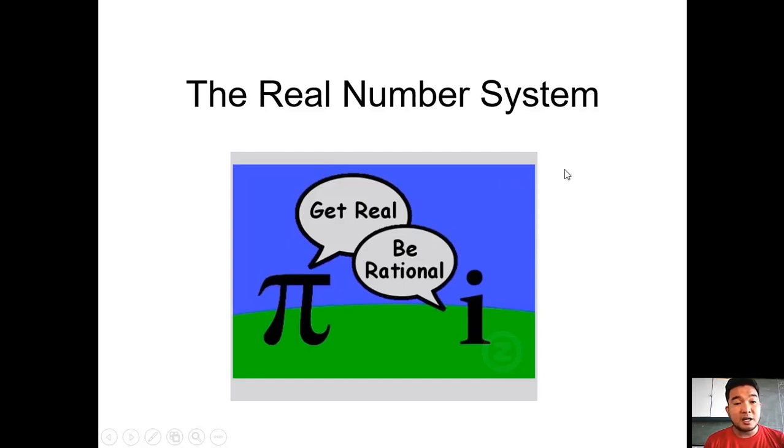But before that, let us just take a look into these two kinds of numbers, the pi and the imaginary number. The pi is telling the imaginary number to get real, and the imaginary number is telling the pi to be rational. Tayo mga teachers, we have to be real and we have to be rational most of the time to all of our students so that they will learn something good from us. And through that, magiging mas maganda yung ating relasyon sa ating mga estudyante.